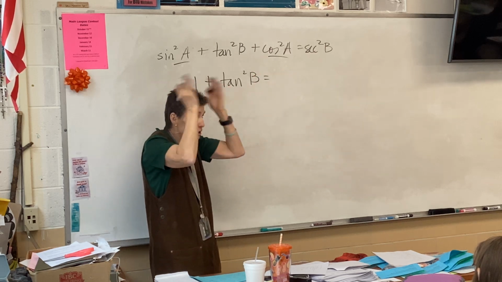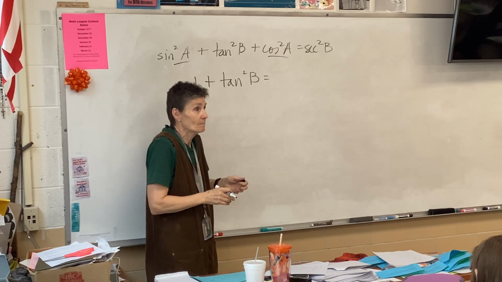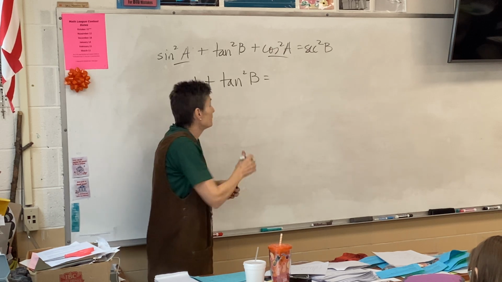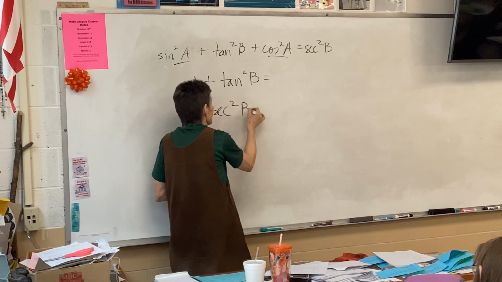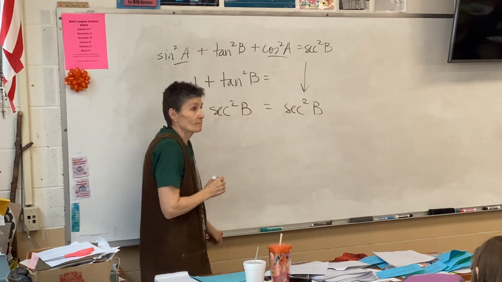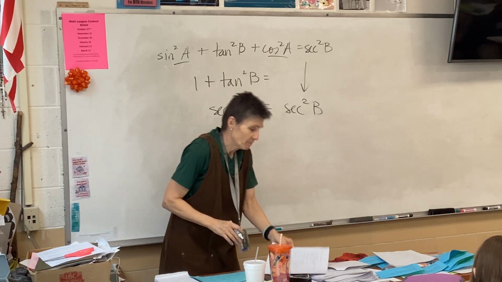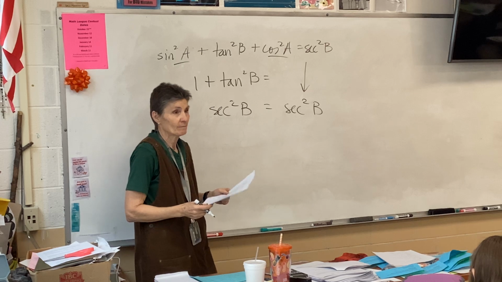Look at your sheet. What is 1 plus tangent squared? Secant squared. Done. Isn't that what we were trying to end up with, guys? Okay, that one was too easy. Let's pick one more. Pick another one from the front side.